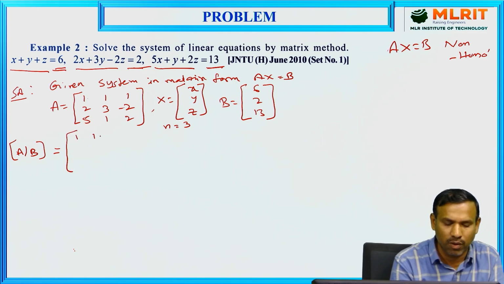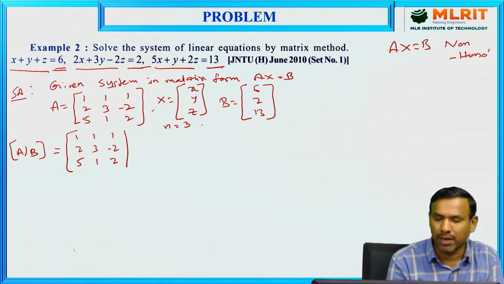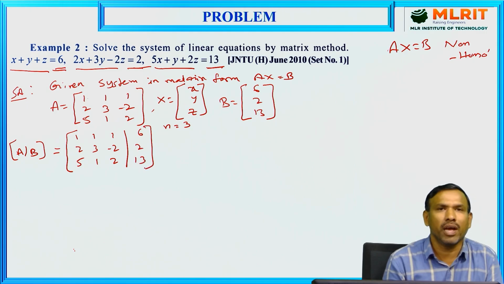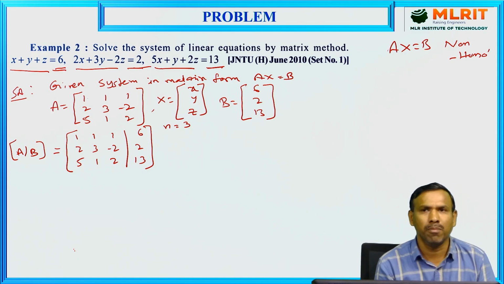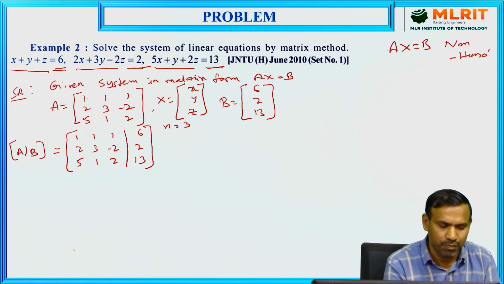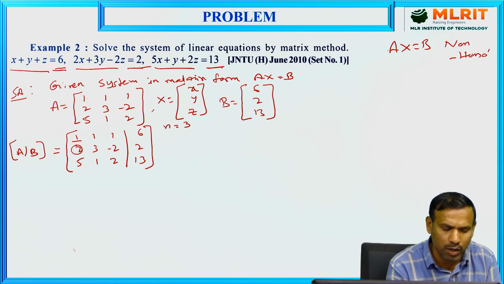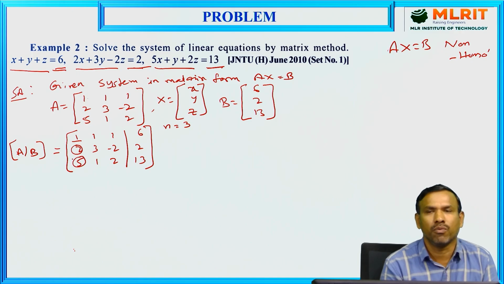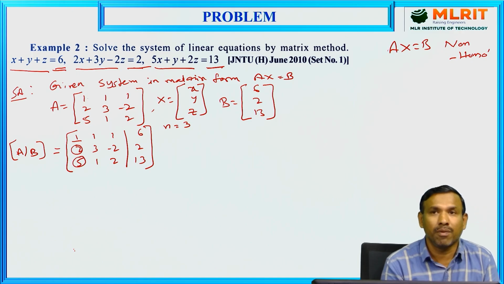The A matrix is 1, 1, 1; 2, 3, -2; 5, 1, 2. Attach the column B, the B matrix 6, 2, 13. This is called the [A|B] matrix. Reduce it to echelon form by applying only row operations. We know very well that to find the rank of a matrix we use echelon form and normal form, but here the suitable method is echelon form. So using R1, make the R2 element 0 and the R3 element 0. We are very familiar with the rank of a matrix using echelon form.